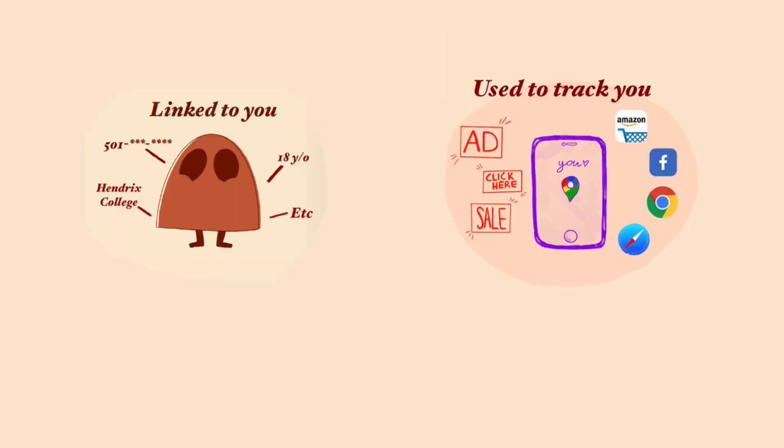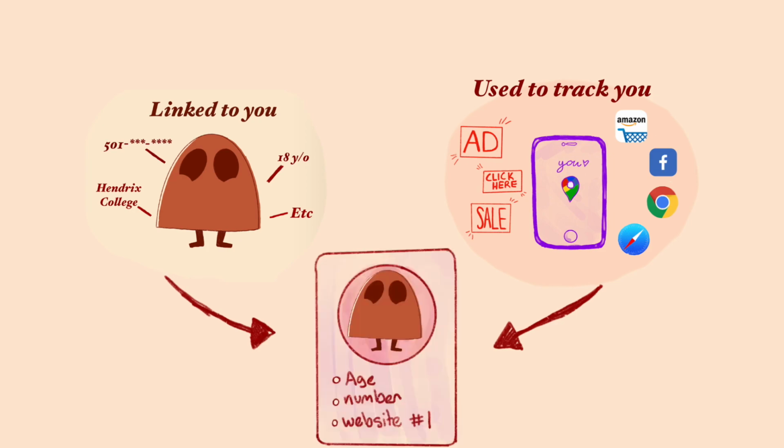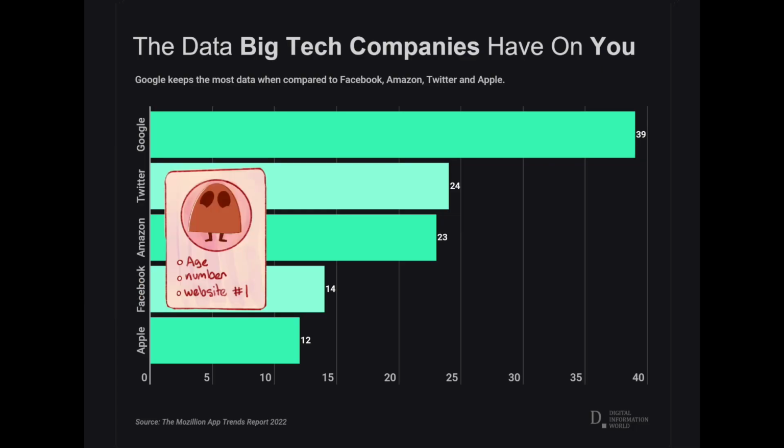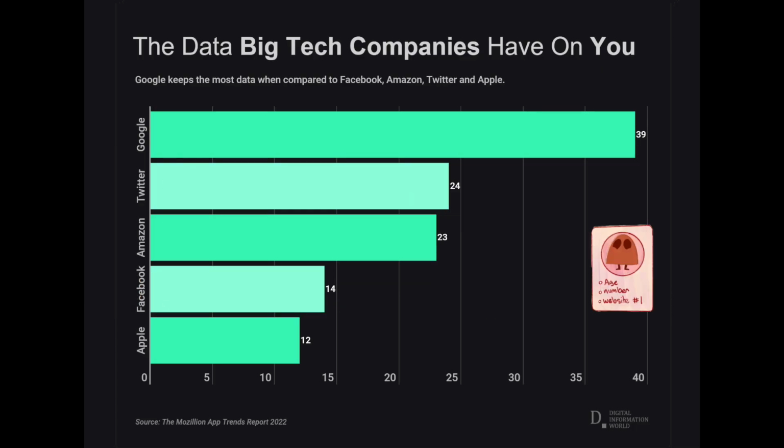The data that is used through apps, both linked to you and used to track you, is used to create a digital profile that is sold and swapped between many data brokers and advertising companies, but most user data eventually filters upwards to a few select companies, mainly Facebook and Google's parent company, Alphabet.